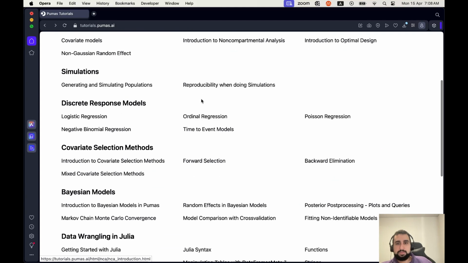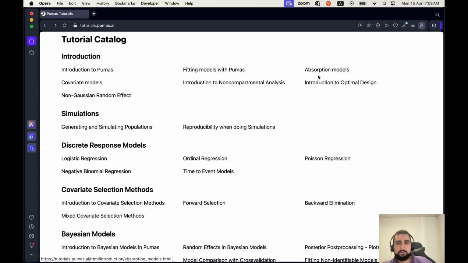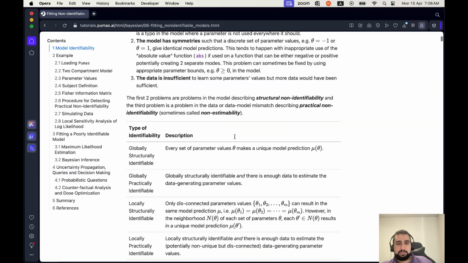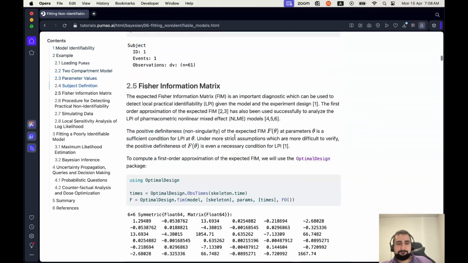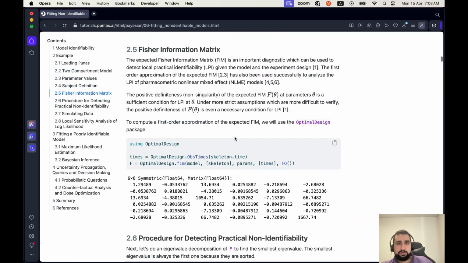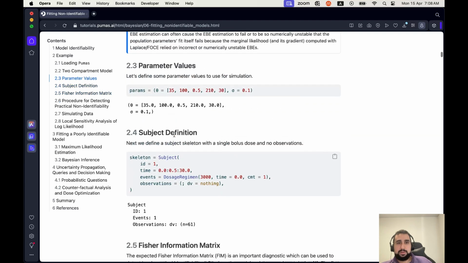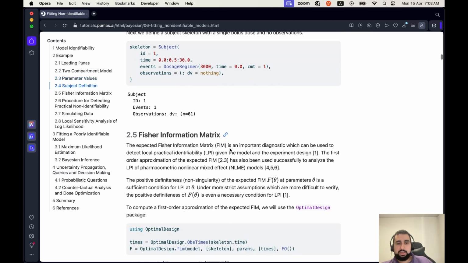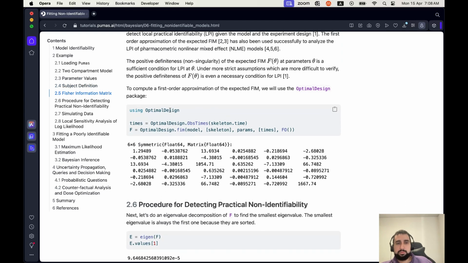And so I'm going to assume some familiarity with that, but please go back and read this if you're not familiar with what the Fisher information matrix is. But going back to this tutorial here, the goal is to get an estimate of the Fisher information matrix at theta being the parameter values that we chose here, or the theta and sigma that we chose here. And the way to do that is using this optimal design package.